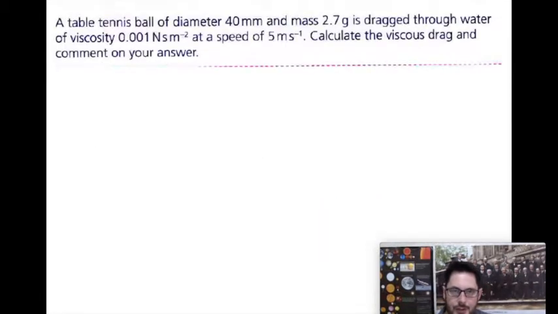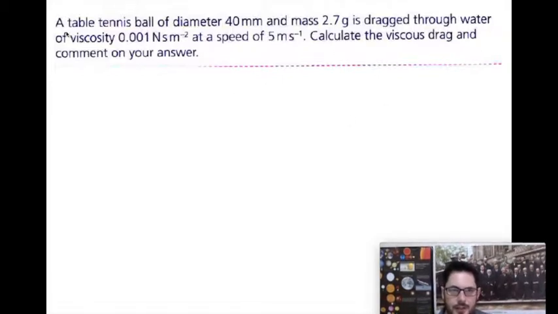Have a go at this question. Just pause it and then I'll give you the answer. Okay, a table tennis ball of diameter 40 millimeters and mass 2.7 grams is dragged through water of viscosity 0.001 newton seconds per meter squared at a speed of 5 meters per second. Calculate the viscous drag and comment on your answer.